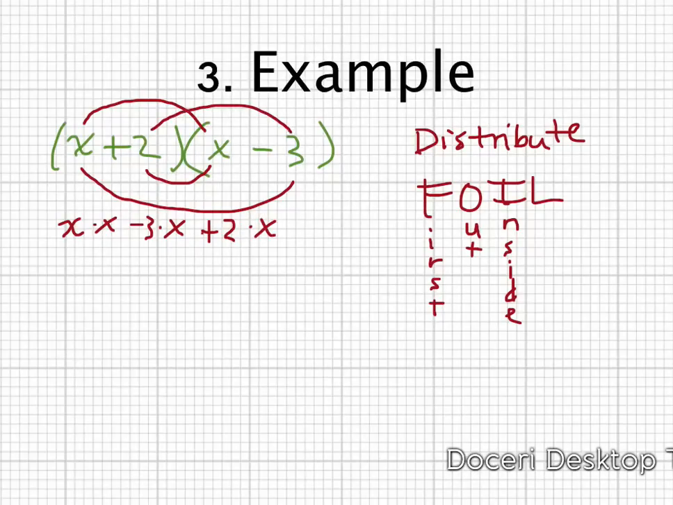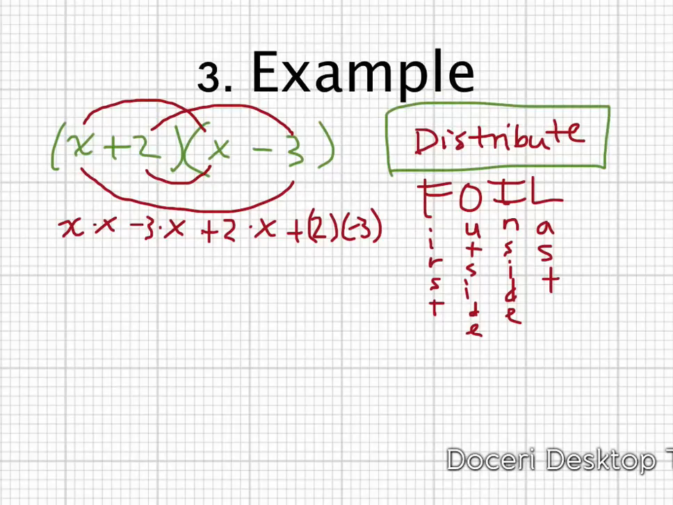And then you multiply the last terms, which is going to be plus 2 times negative 3. A lot of people use this FOIL method to help you remember what you need to multiply, but really all you're doing here is distributing. So if you just remember you need to take each term from the first binomial and multiply it to each term in the second binomial, you'll be fine.